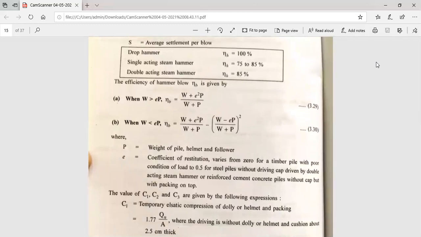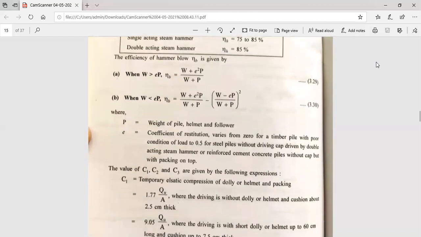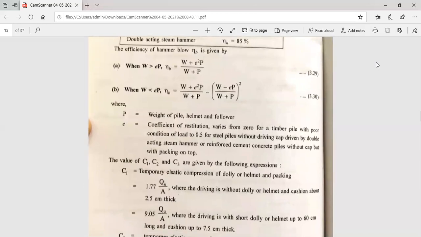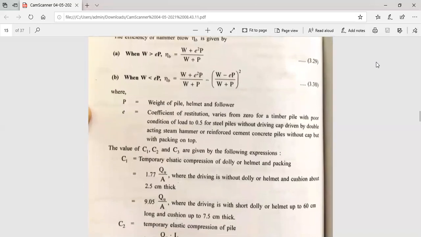When W is greater than E P, the equation of eta B is W plus E square P divided by W plus P. When W is less than E P, the eta B equation is W plus E square P divided by W plus P, minus in bracket W minus E P divided by W plus P, whole square, where P is the weight of pile, helmet and followers, and E is the coefficient of restitution.